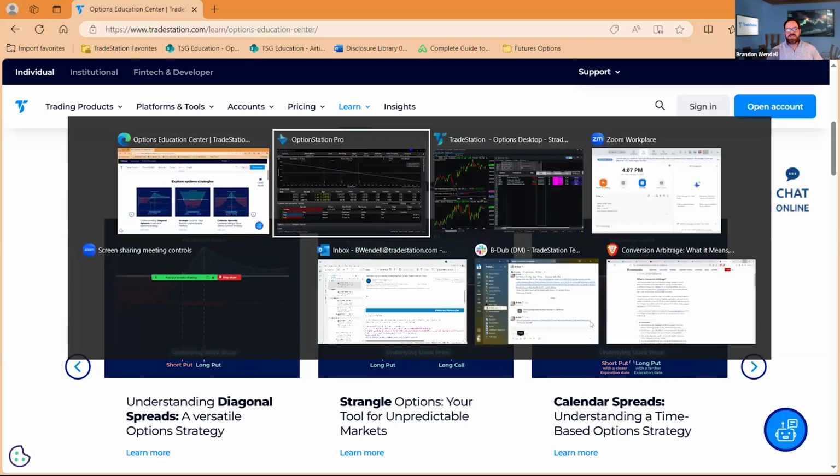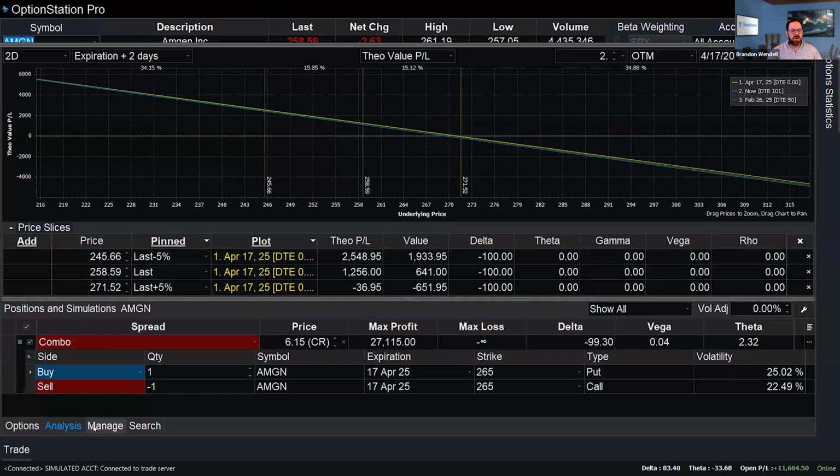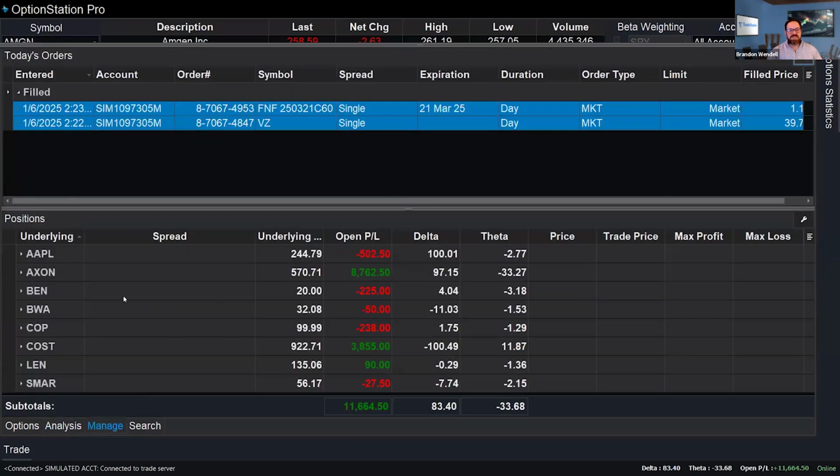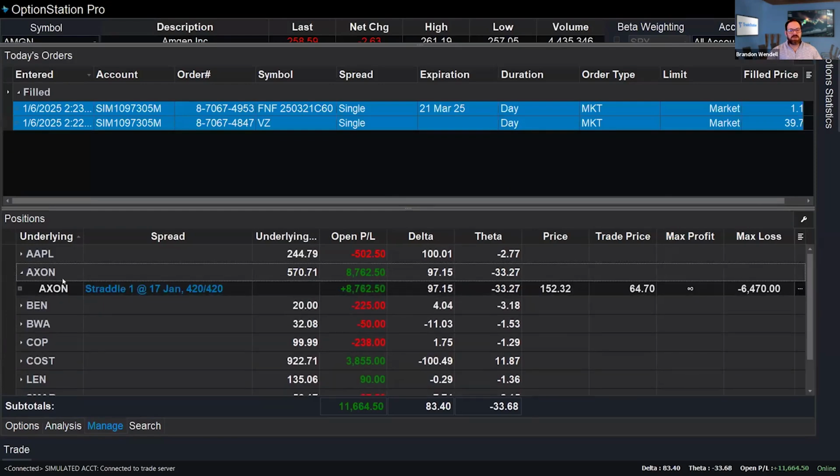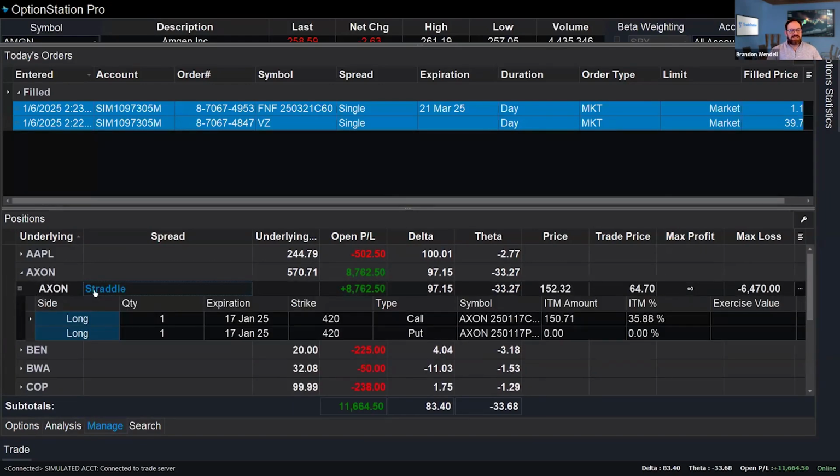So going into Option Station Pro under Manage, you'll see that I have this one position that looks pretty good here, AXON, and that is a straddle, and that was placed. It's actually expiring very soon, so I have to make a decision on what I want to do with this, and probably should have already exited, and we'll talk about that as well.